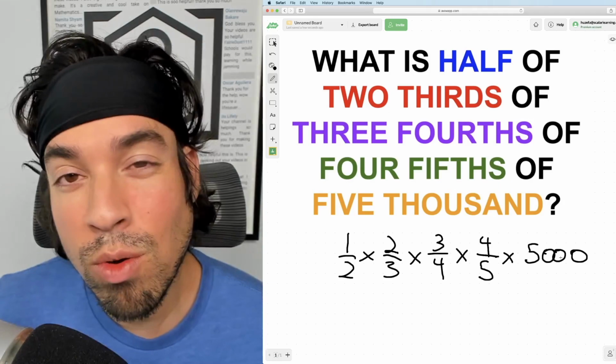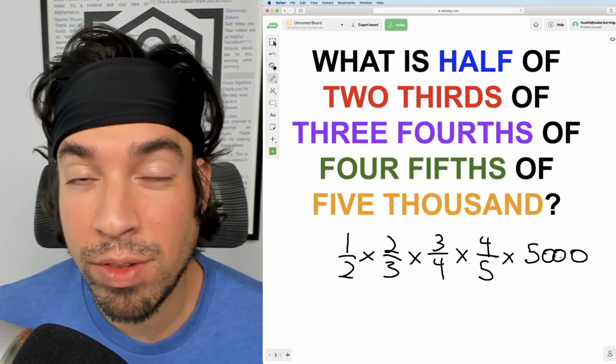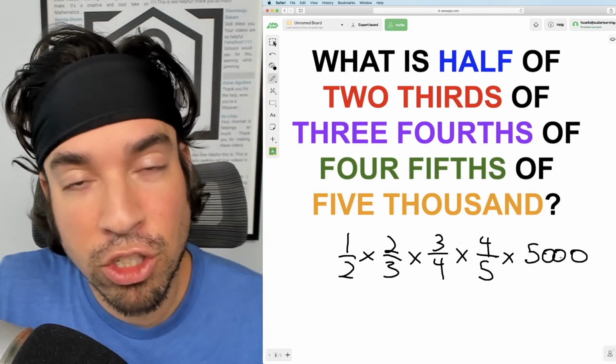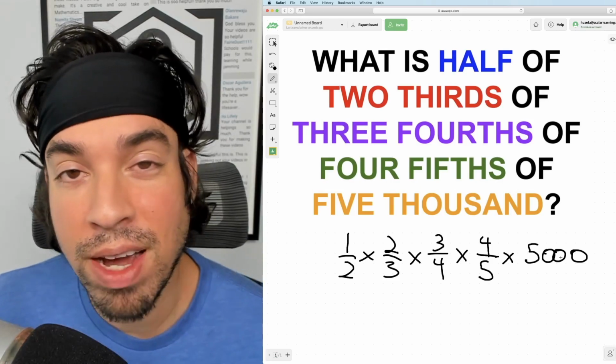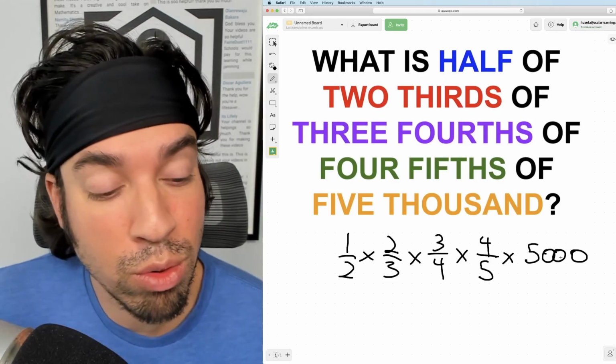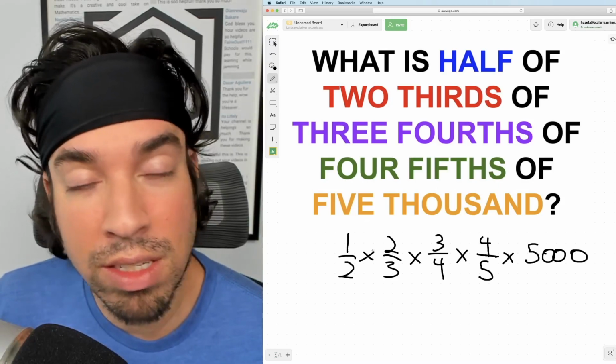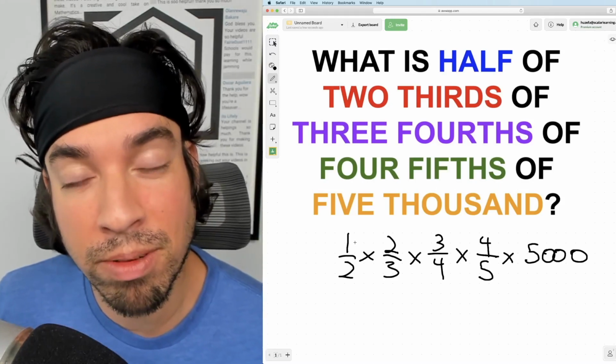5,000. Now what we could do is we can just multiply across, if you know how to multiply fractions, and then eventually take whatever the remaining fraction is of 5,000. But we can employ something really cool here. We can simplify this. Once we see this all laid out nicely, we can do some cross simplification.